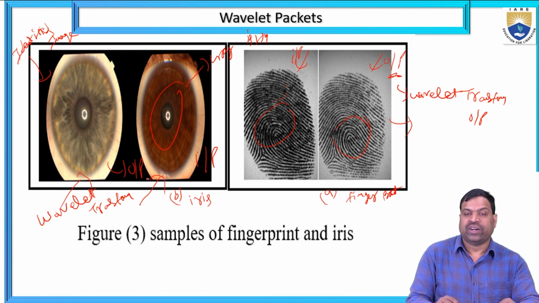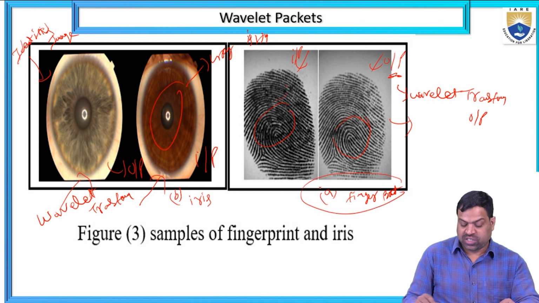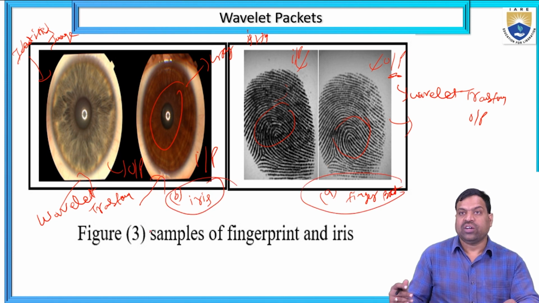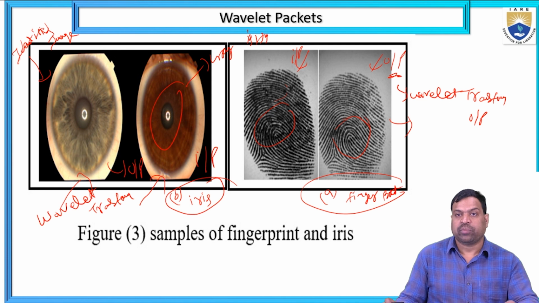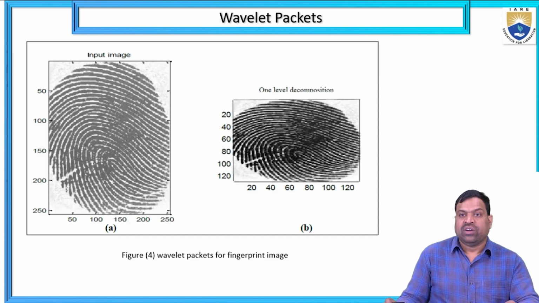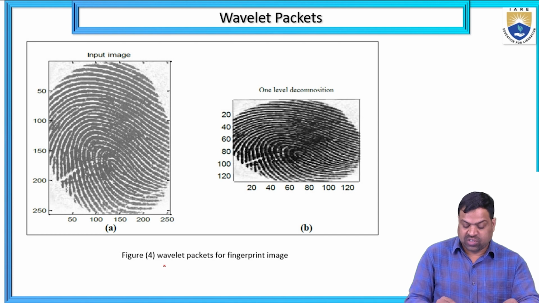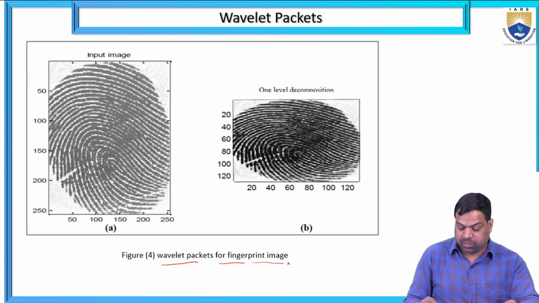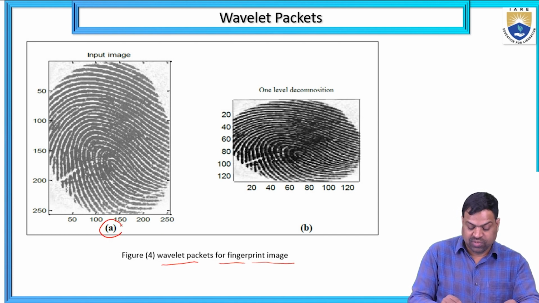Here is another wavelet transform example. But what is the difference? Here I am using a fingerprint image. It is an iris image. So the wavelet transform is also used in fingerprints and iris. Okay, how are we changing the fingerprints from one dimension to another? So here, wavelet packets for fingerprint image. It is figure A and figure B.